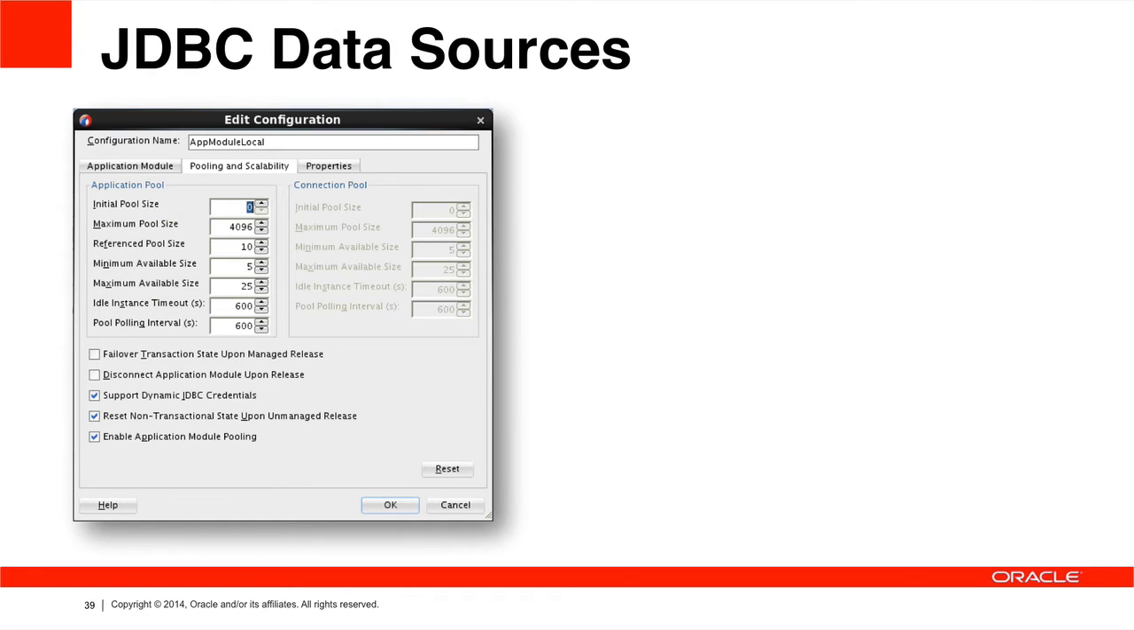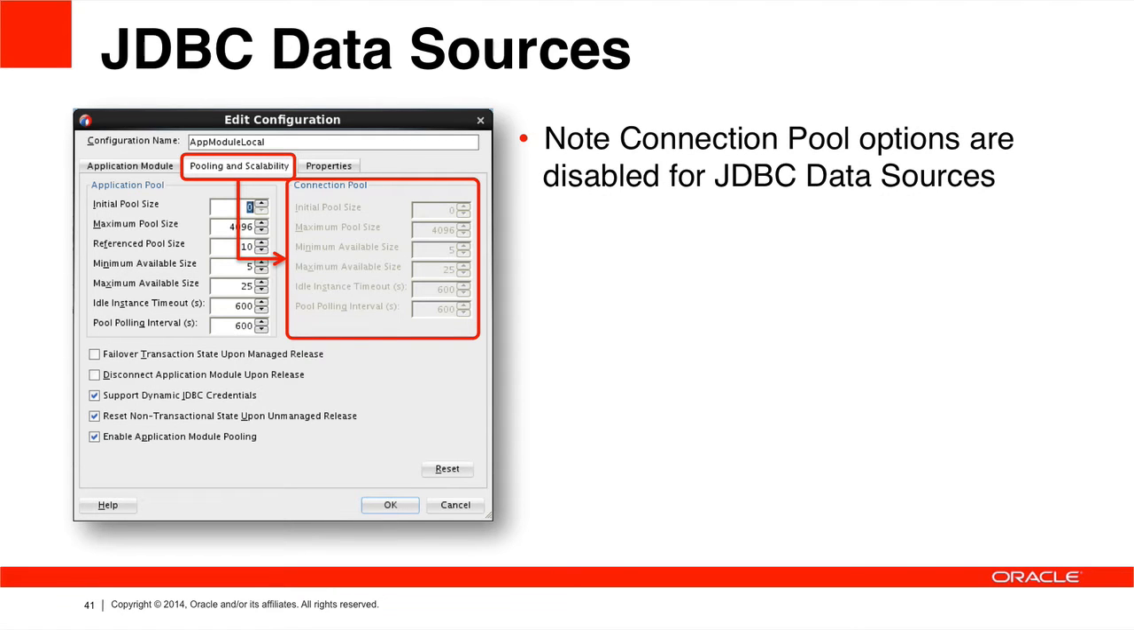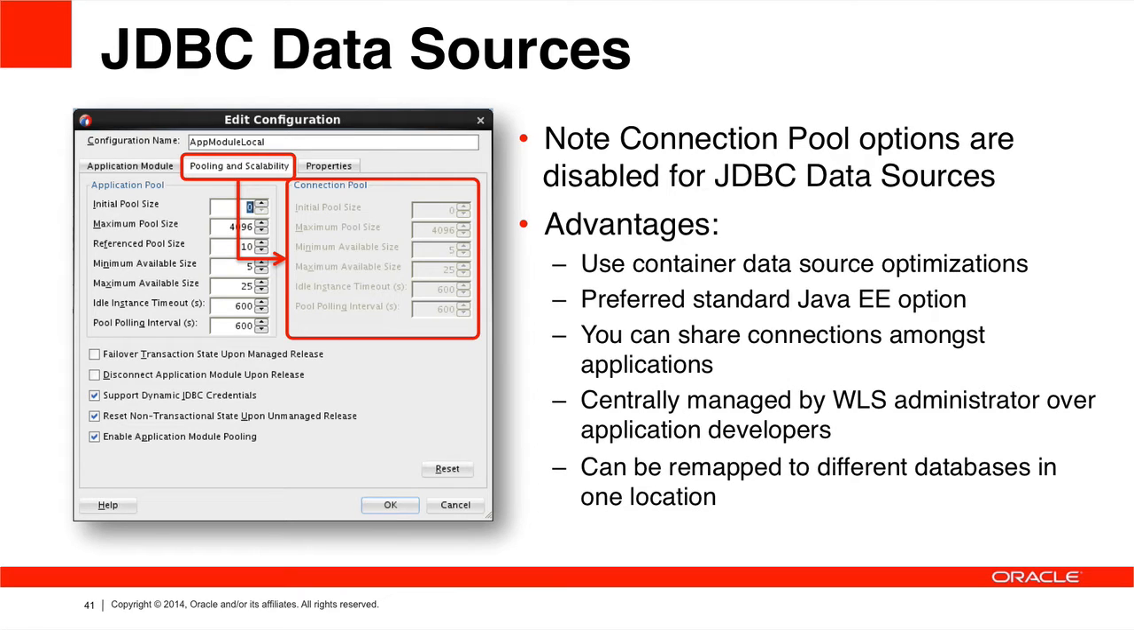Now we'll move on to the Pooling and Scalability tab. Assuming from the previous tab you do choose the JDBC data source, you'll notice that the right-hand side of the Pooling and Scalability tab, that is the connection pool options, are greyed out. The reason being, these were the options for configuring the ADF-BC managed connection pool. But as we've chosen to go with a WebLogic Server connection pool instead, there's nothing to configure on the right-hand side. Those settings will be ignored.